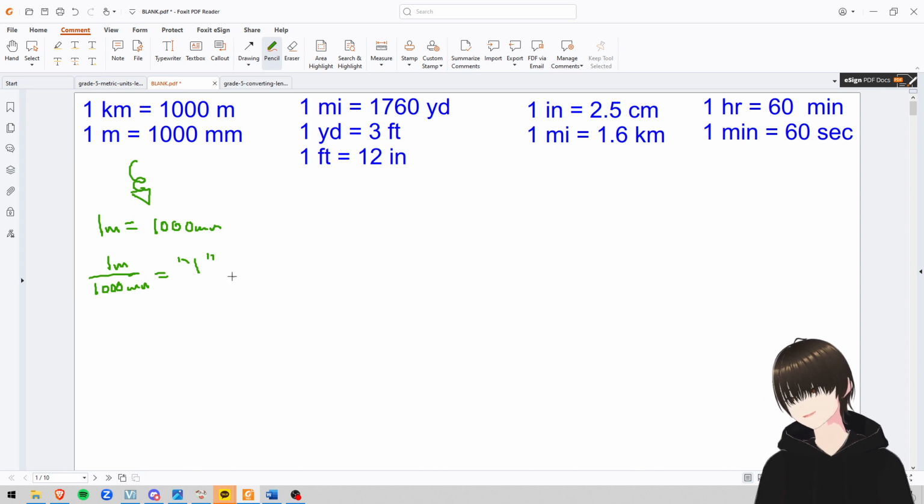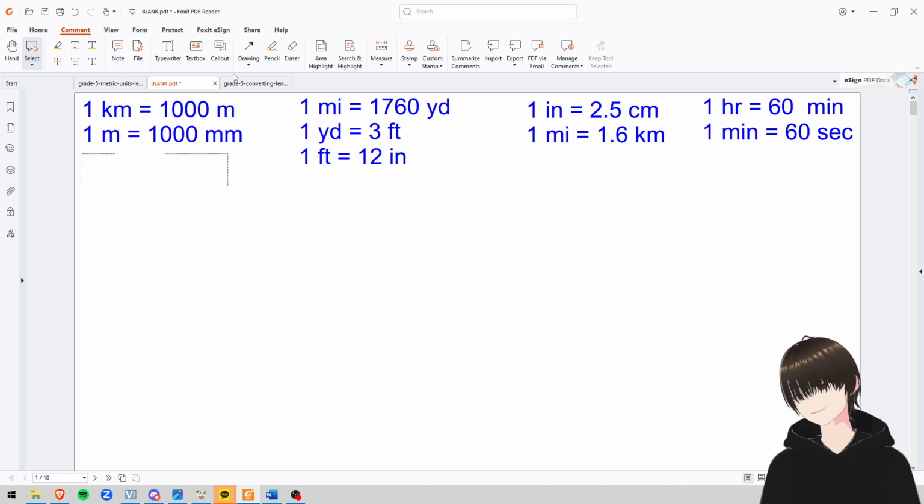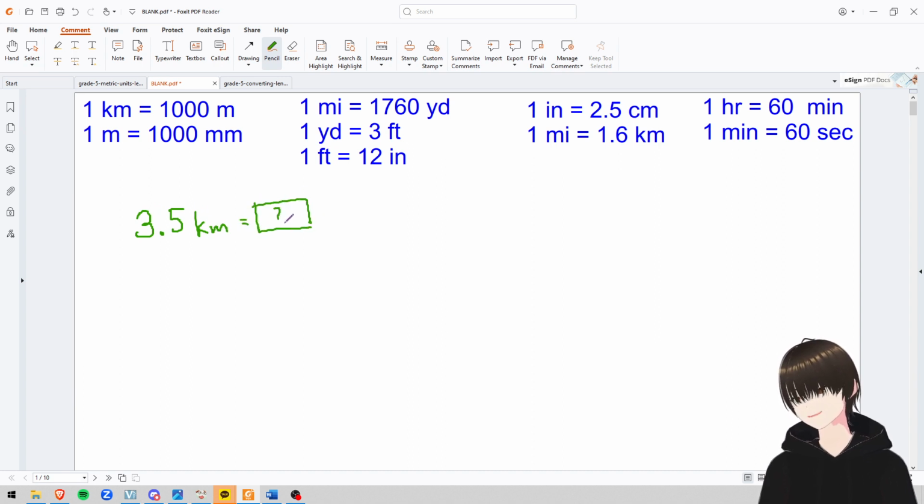So here it is. Any of these conversion statements, you can write as a fraction, and that's what we're going to use to multiply. Here is an example. Let's pretend I have 3.5 kilometers, and I'm interested to know what value this would be as meters. Okay? So you think, do I know the unit conversion from kilometers to meters? Yes, I know 1 kilometer equals 1000 meters.